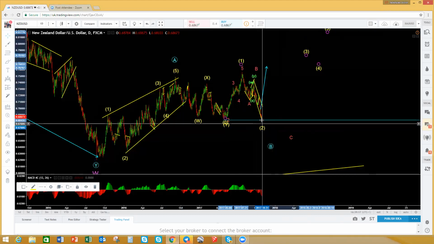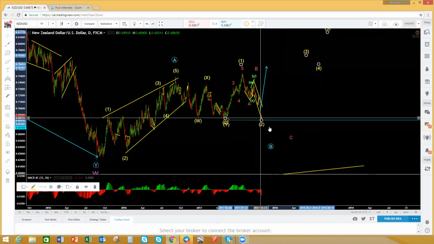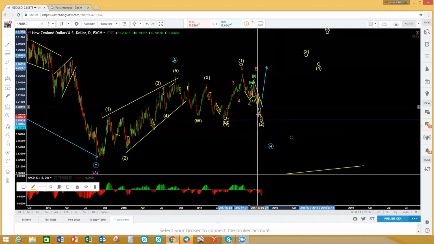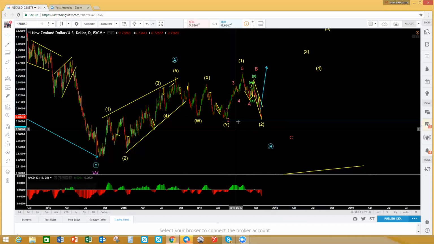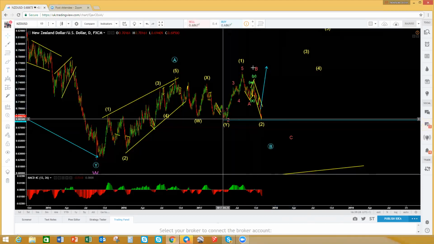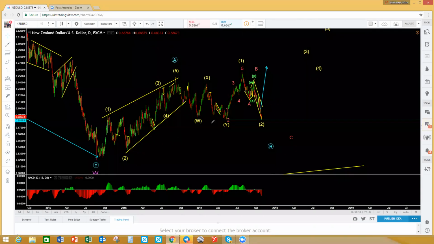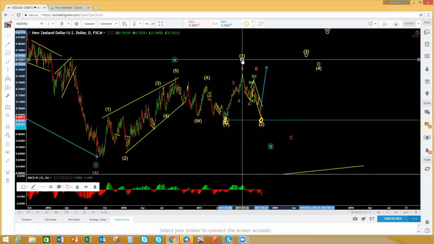So basically, the fact that this has touched this blue line has just invalidated this wave count altogether, because you cannot have a wave 2 that goes past the start of wave 1. As you can see, wave 1 starts here. You cannot have this. So that wave count cannot be valid. So we need to change it to something else.